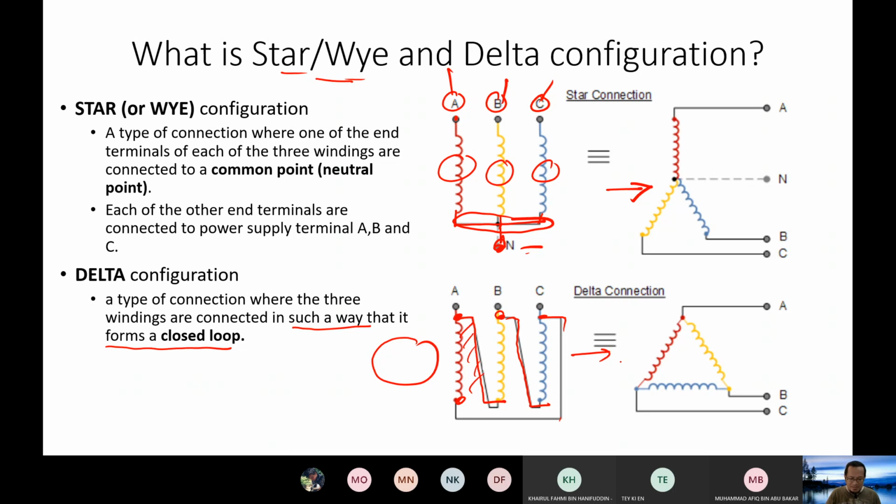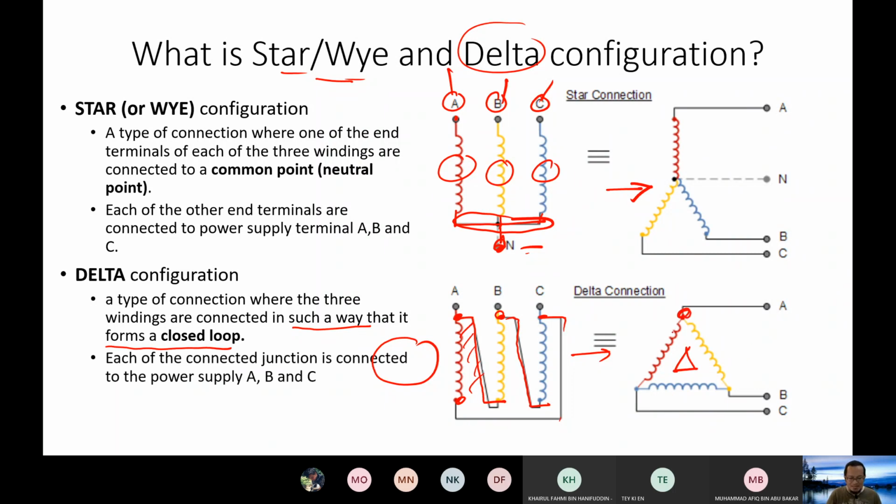So if you redraw again, you can redraw this circuit into a triangle, or a delta. In Roman symbol, it's called a delta. You see, this is what I call a delta configuration, like a triangle here. After you connect them into a closed loop, the interconnection junctions here and here are connected to all three phases of the power supply.